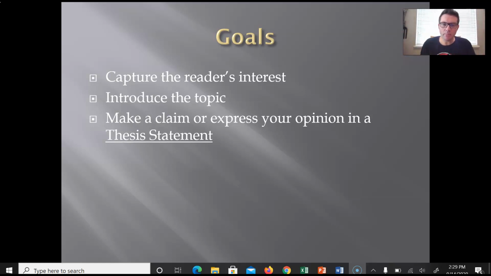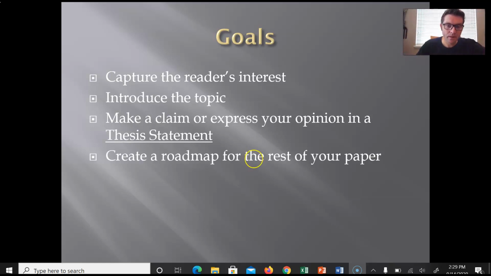Now, in longer papers, and this is something that we'll work towards by the end of the semester, I feel like an introductory paragraph doesn't have to be an introductory paragraph. It could be an introductory section. So my goal for you in this class, not with this first paper, but by the end of the semester, is that you can write a 1, 2, maybe 3-page section, right? That's an introductory section. And anyway, it creates a roadmap for the rest of your paper.